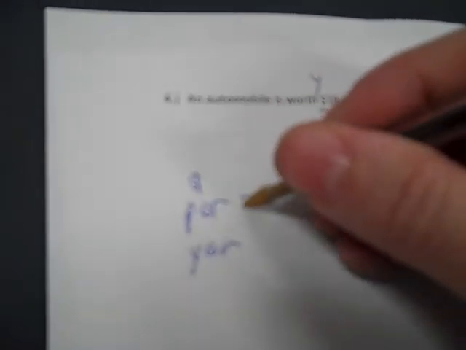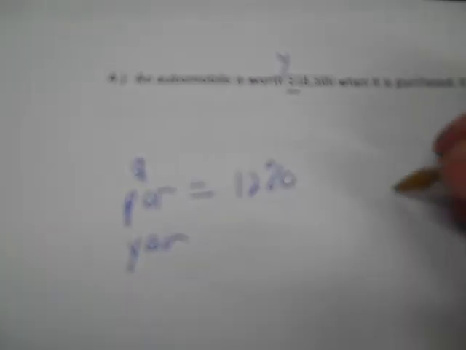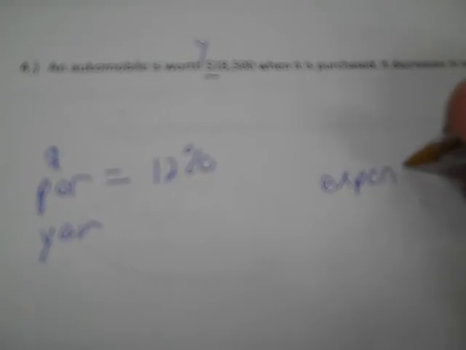Okay, number 4. An automobile is worth $18,500 when it is purchased. It decreases in value by 12% each year. Okay, so that's your X, that's your Y, so per year in dollars. So what's happening per year? You don't see per, so each means the same thing. What's happening? It decreases in value but not by $12, though, 12%. So that is an exponential relationship.